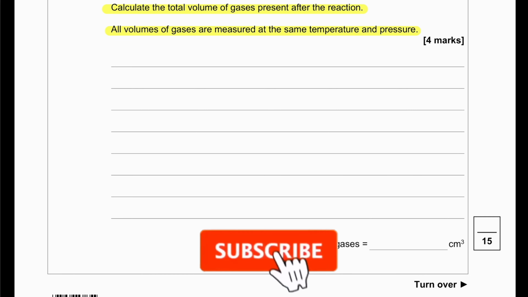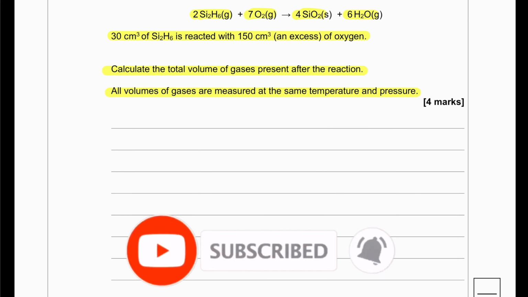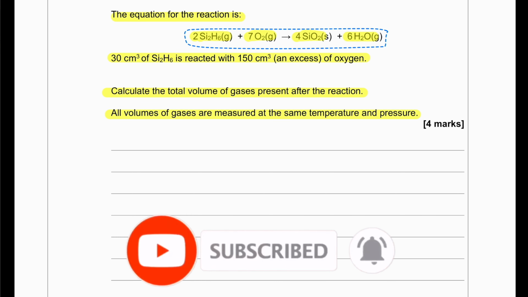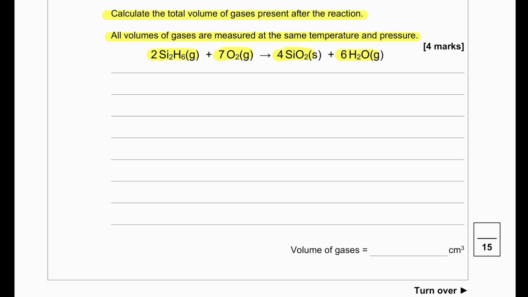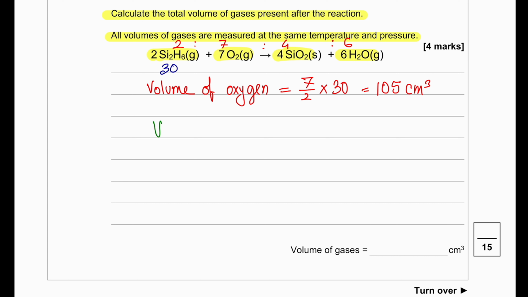To answer this particular question, we need the volume of oxygen. Now, we are already given that we are using 30 cm3 of Si2H6. Since we are using 30 cm3 of Si2H6, we will find the proportional ratio of the volume of oxygen needed, which will be 7 divided by 2 multiplied by 30. And once we find the volume of oxygen, then we can find the volume of excess oxygen, which is 150 minus the answer from the previous calculation.